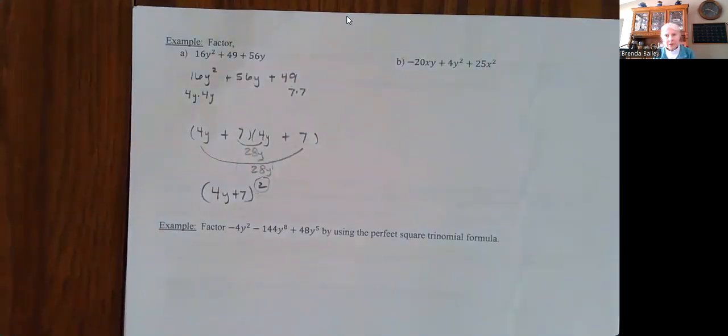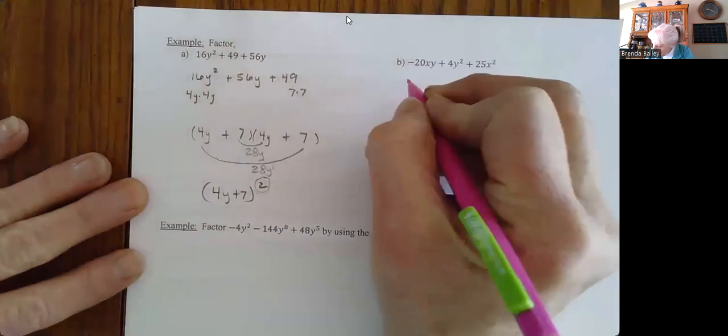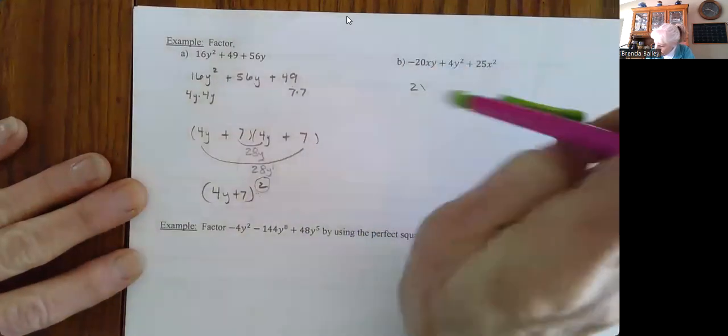All right, let's look at the next one. Well, I've got x's and y's. It's all right. I'm going to put them in order. Well, what goes first? The y squared or the x squared? I recommend you put the x squared first. Oops, forgot the 5.